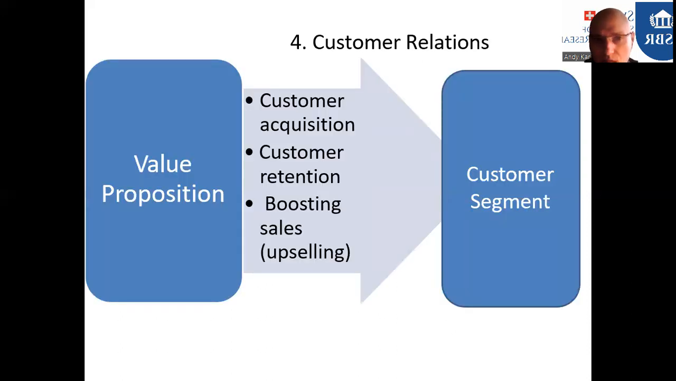Now, in terms of customer relations, we have our value proposition again, and we need to address it to our customer segment. We have customer acquisition, customer retention, and boosting sales by upselling. These are very important parts of the relationships that we have with our customers.